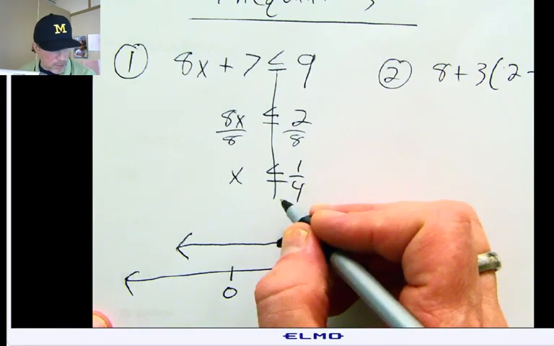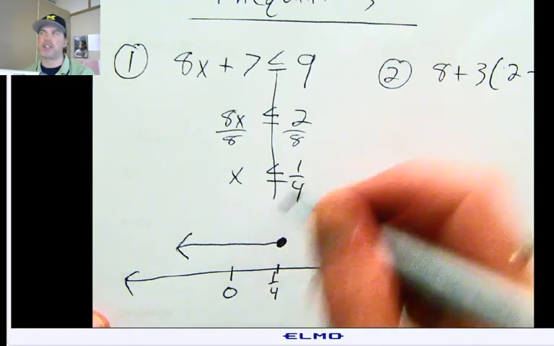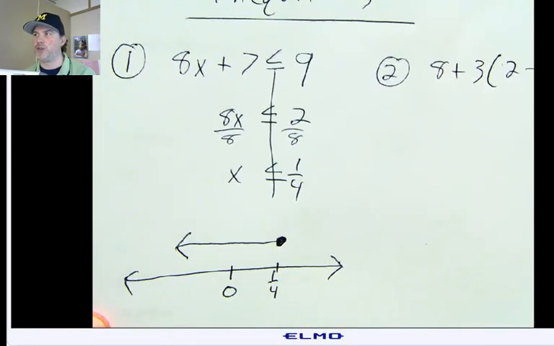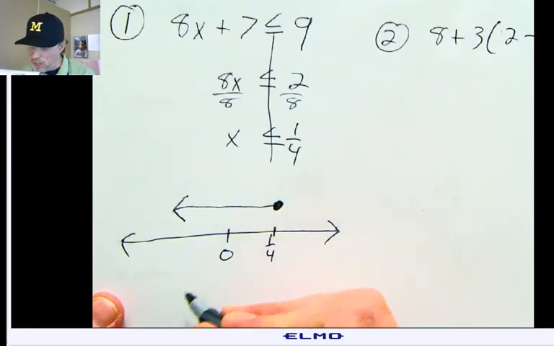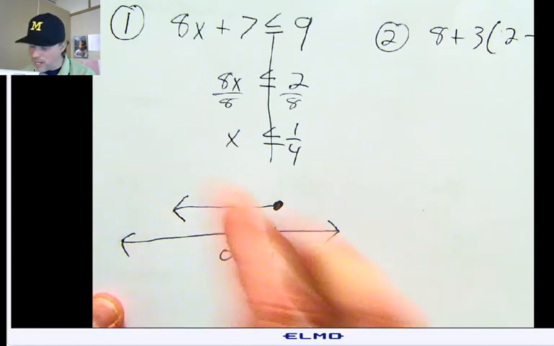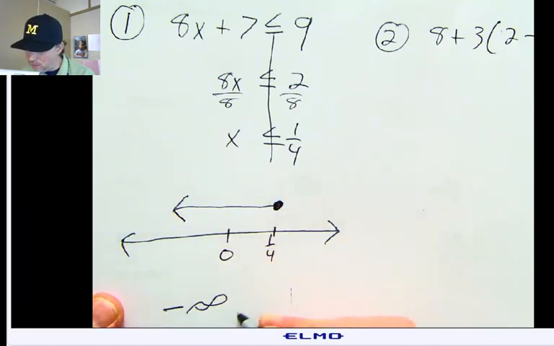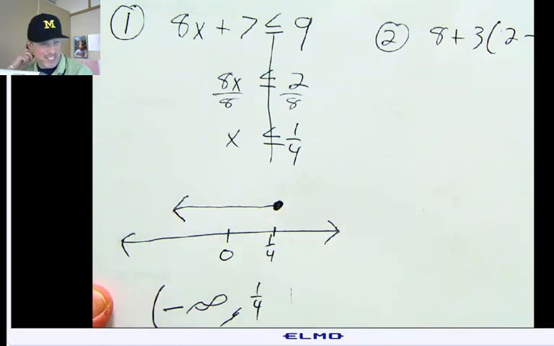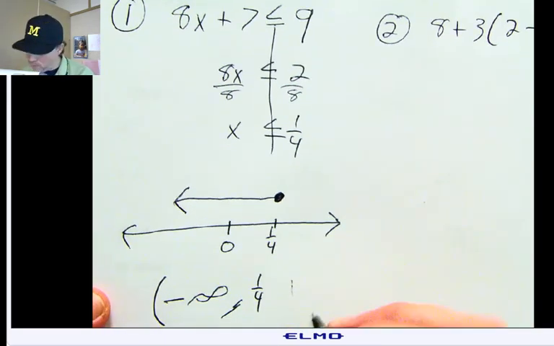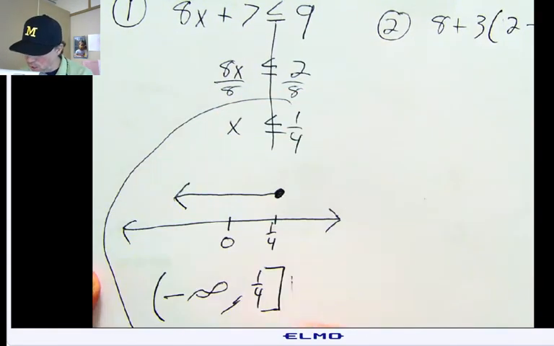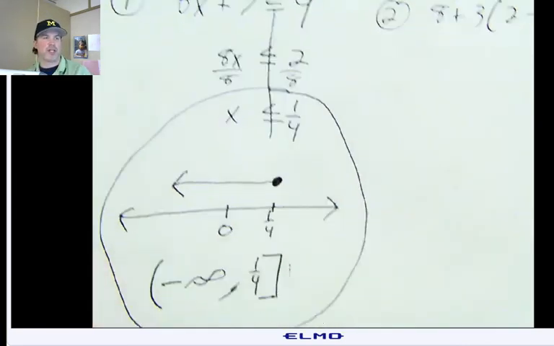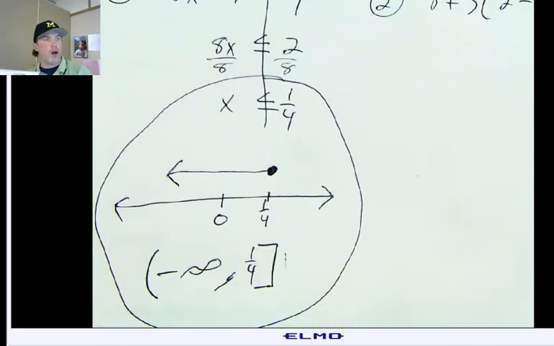Then they're also going to ask us to answer it in interval notation, like we do when we answer with domain and range. It goes all the way to negative infinity, so negative infinity all the way up to positive 1/4. Infinity does not exist, so soft bracket. 1/4 does exist, so hard bracket. So you're going to be responsible for all of these different types of answers. Be prepared.